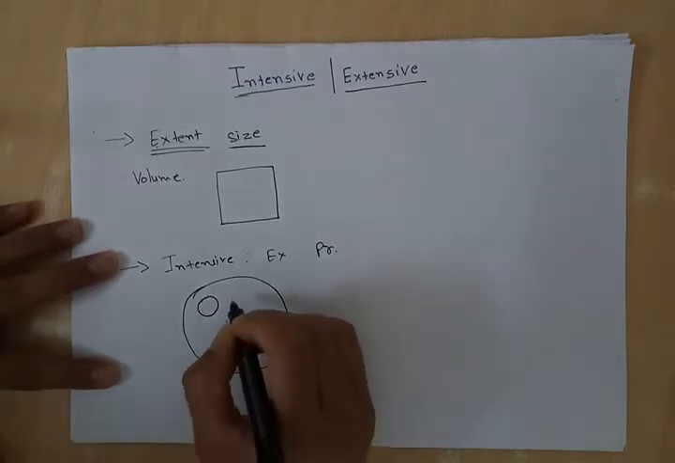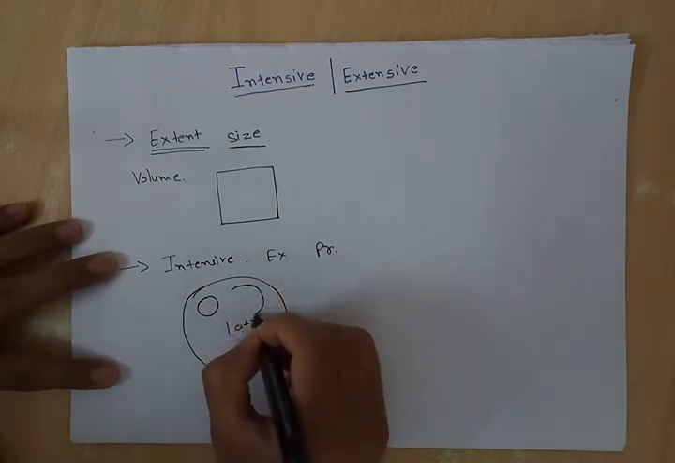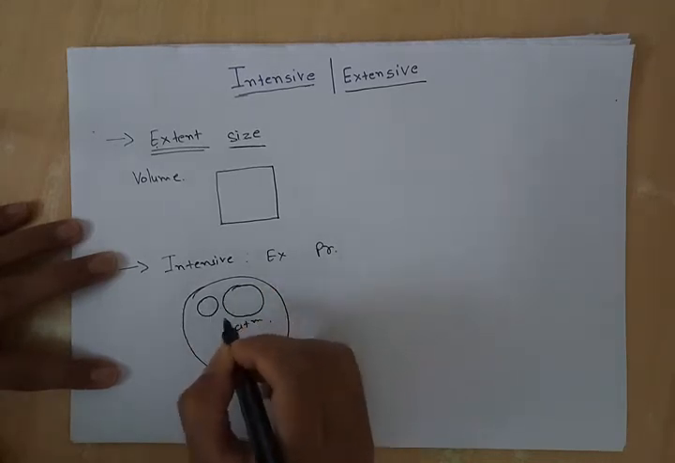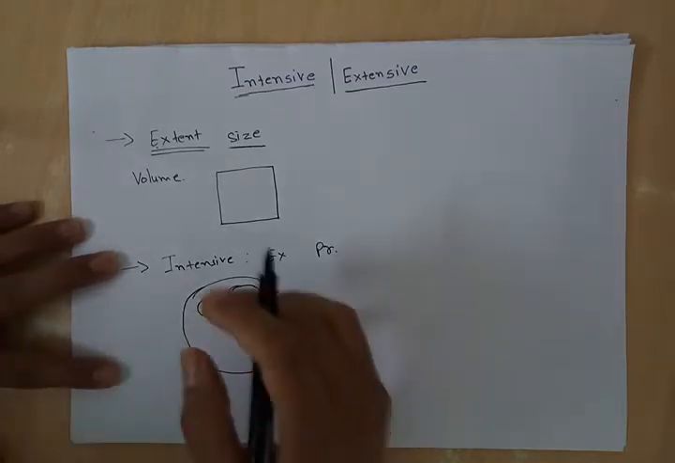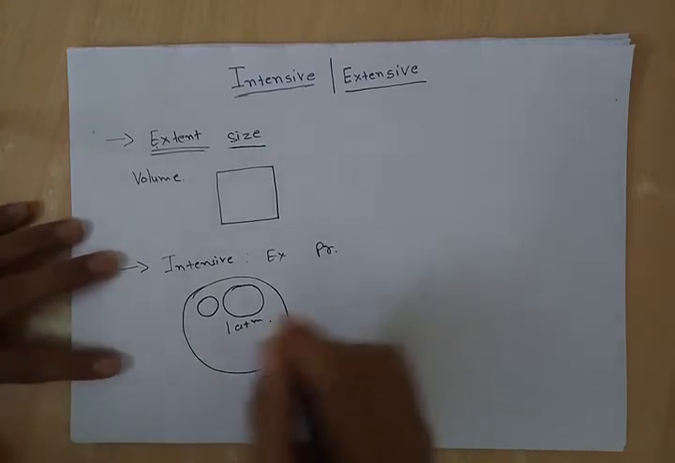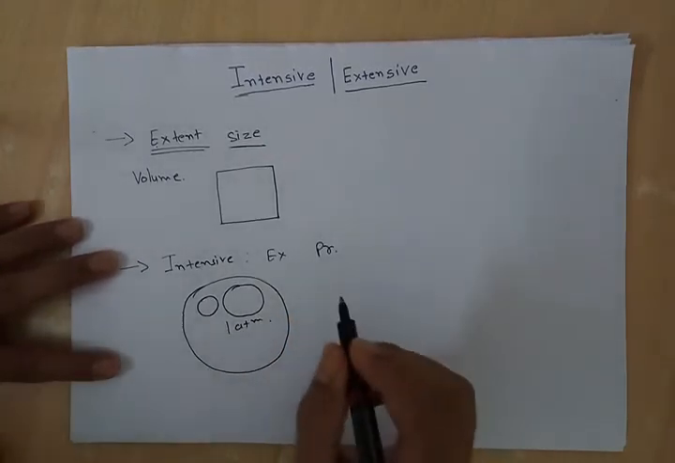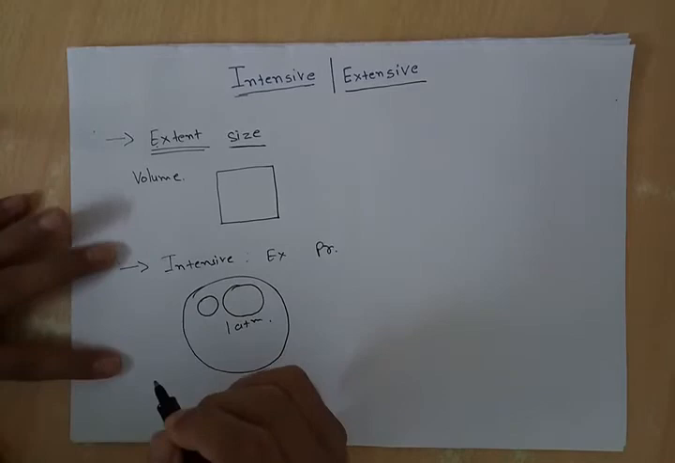If we would have taken our control volume larger than this, then also inside this control volume we have pressure 1 atmosphere. So in short, it doesn't depend on the size or extent we take. So it is called intensive property.